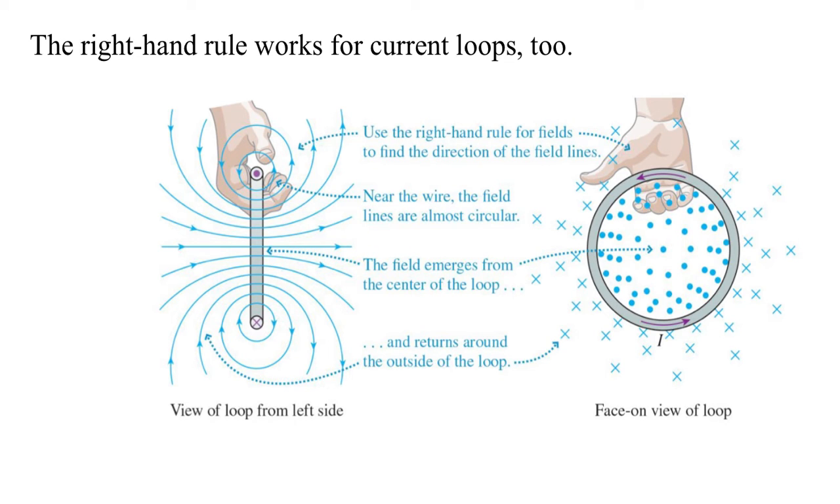If we're looking from the side of the loop, so we're seeing the whole loop face on, then we can see the current is rotating like this, and inside the loop, all the field lines are coming out at us, and outside the loop, they're all going into the page.